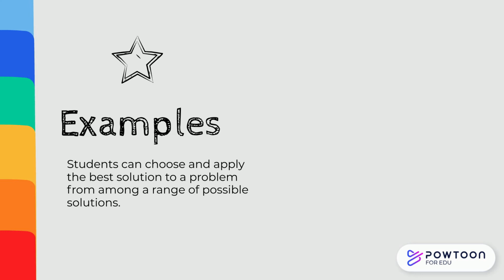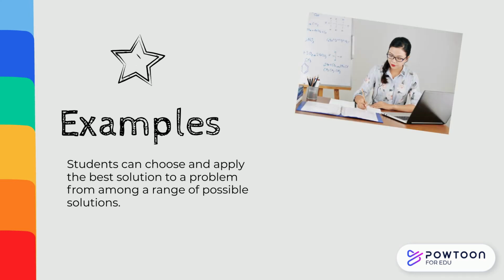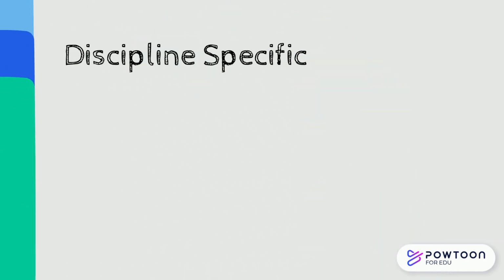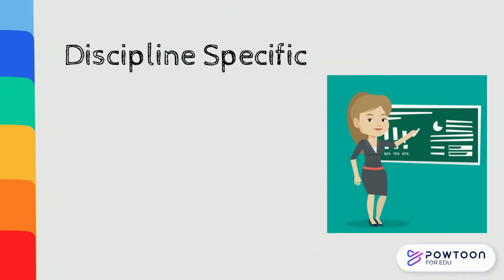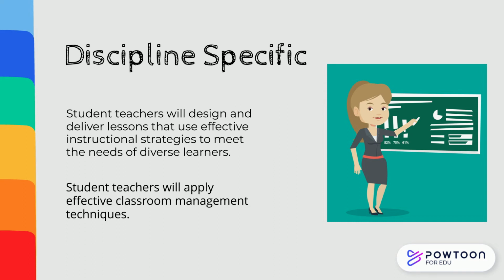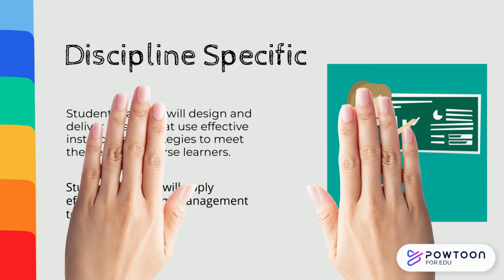It's even easier for me to articulate when I think in the context of instructional decision-making or classroom management. That's where the second question comes in. How will students demonstrate this learning in a specific course or series of courses? For teacher preparation, a more specific outcome might say, student teachers will design and deliver lessons that use effective instructional strategies to meet the needs of diverse learners, or student teachers will apply effective classroom management techniques.